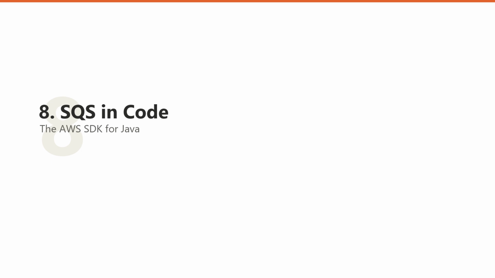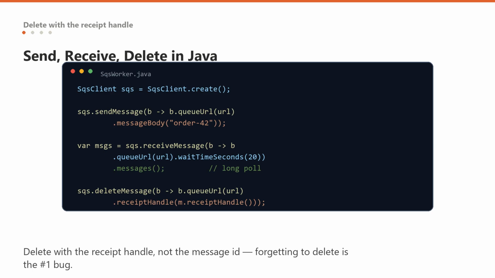Concept 8, SQS in code. Let's make it concrete with the AWS SDK for Java. In practice, you use the SQS client from the AWS SDK, version 2. You call send message with the queue URL and the body. To consume, you call receive message, ideally with wait time seconds set for long polling, process each message, and then call delete message using the receipt handle that came back. That receipt handle, not the message ID, is what you pass to delete. Forgetting to delete is the number one SQS bug, and now you know why the message keeps coming back.